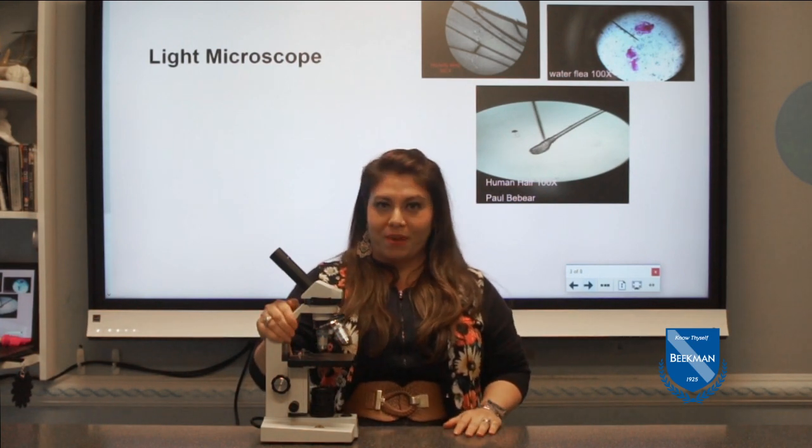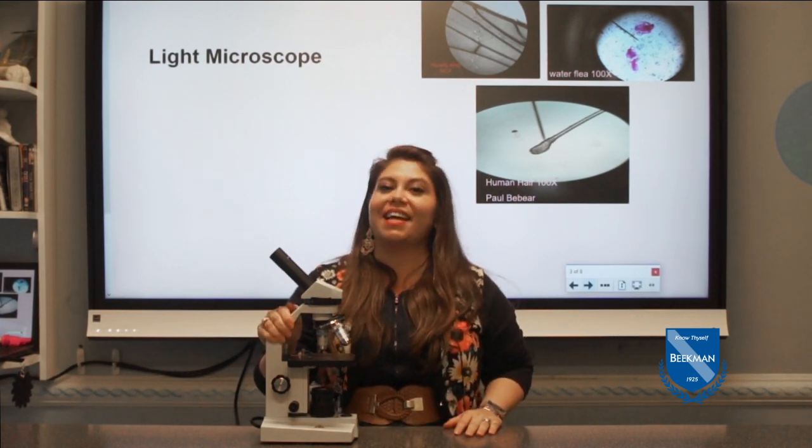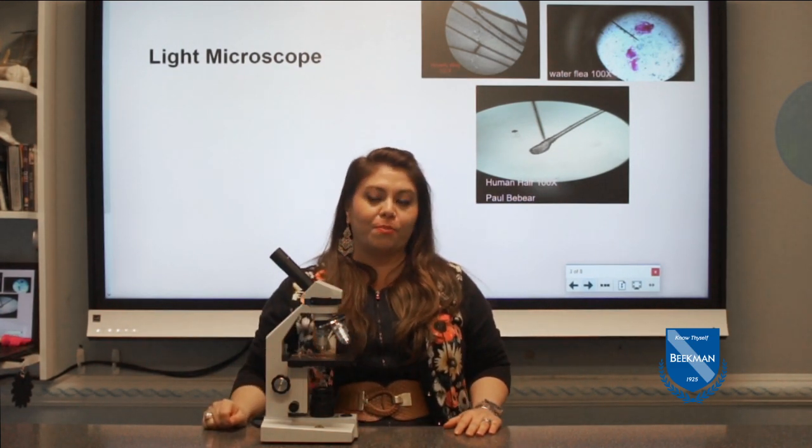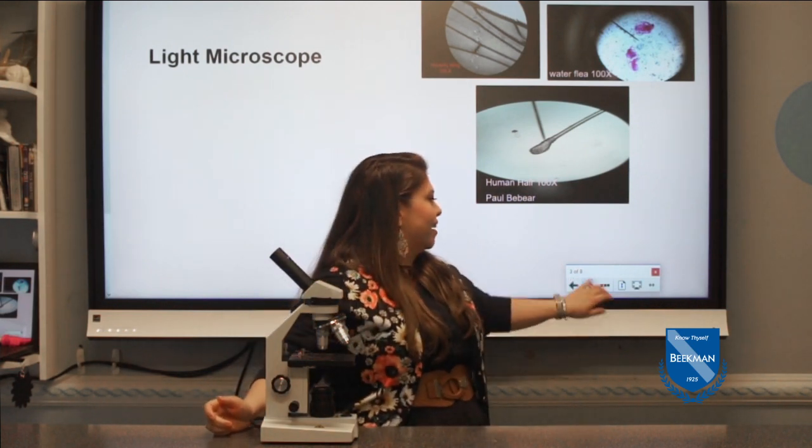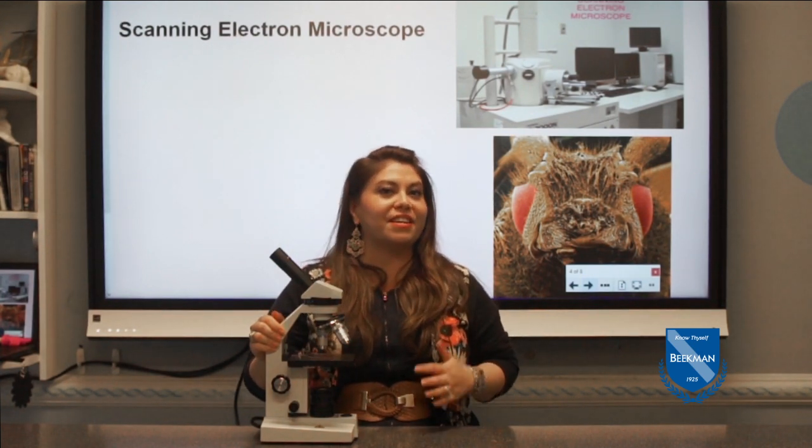So this is our light microscope. It uses lights and lenses in order to magnify objects, sometimes up to 1,000 times. We use a model here at Beekman from Flynn Scientific that magnifies up to 400 times. The good thing about the light microscope is it can be used for viewing living specimens. Unfortunately, the electron microscopes can't be used for living specimens.